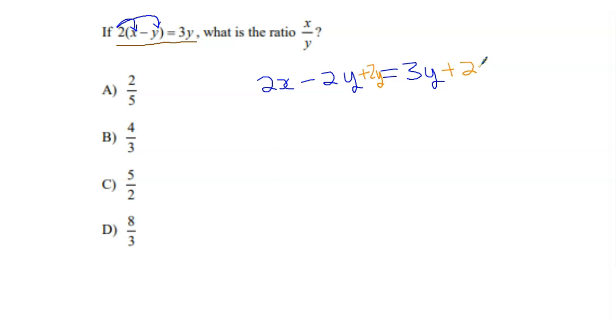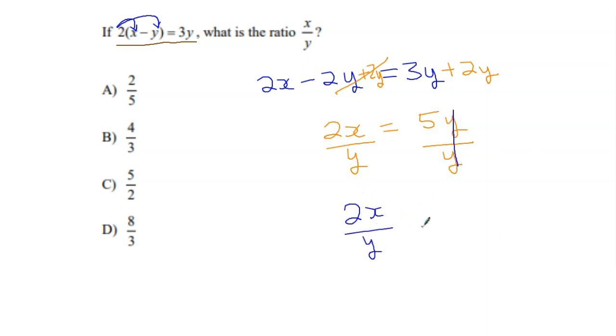We repeat the same thing here. So here we are looking for x over y. So all that you have to do is divide here by y and divide here by y. So this y turns into that. Then you're looking for x over y.